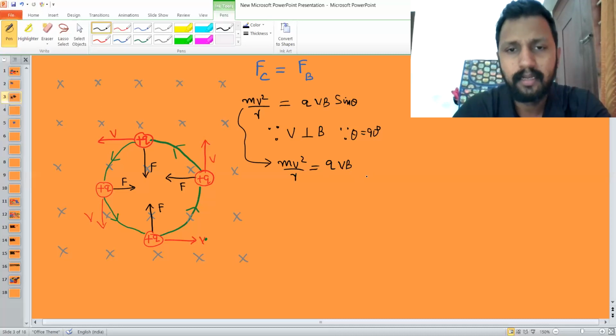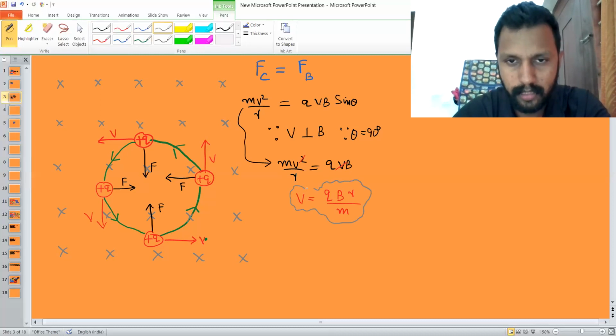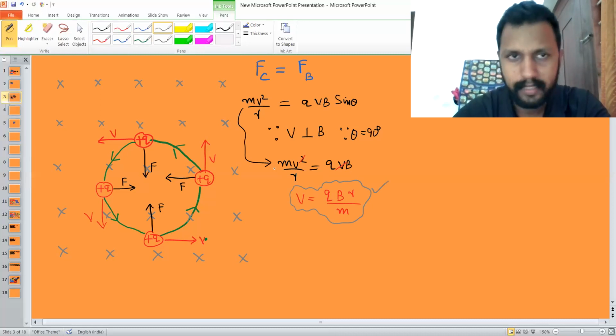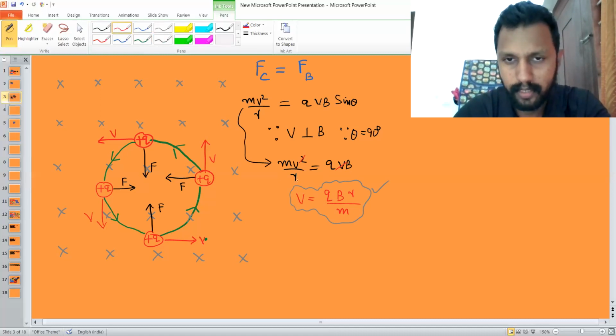Okay, then we could cancel one v square and v. Then we will get v is equal to qBr by m. This is the expression for instantaneous velocity. The expression for instantaneous velocity will be v is equal to qBr by m. Okay, then let's find out the expression for radius. If you take this radius to the other side and aggregate all the terms on the other side, you will get r is equal to what?